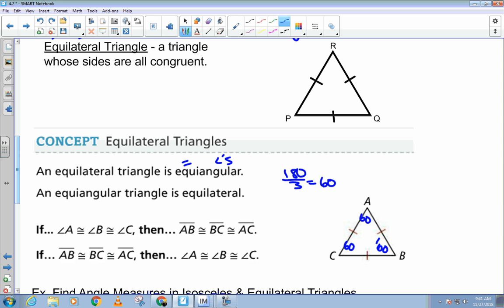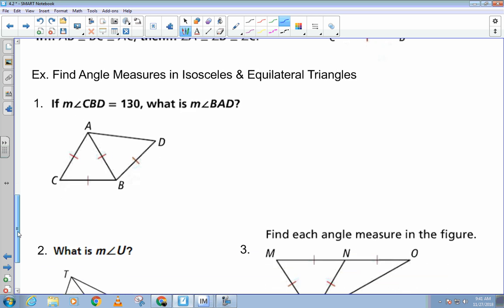Alright. So, a couple questions here. Find the angle measure in an equilateral triangle. Now let me ask you, is an equilateral triangle considered an isosceles triangle also? Yes. Because an isosceles triangle has at least 2 congruent sides. Does an equilateral triangle have at least 2 congruent sides? Sure. Now, are all isosceles triangles equilateral? No. So what we learned about the bisecting the angle and the perpendicular bisector is going to hold true also in your equilaterals.